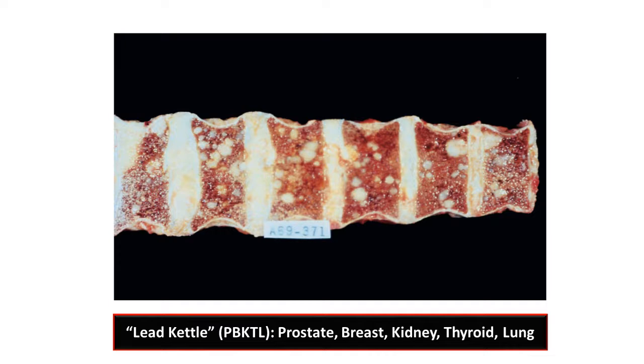This is the sagittal section of vertebral bone at autopsy, and it is showing multiple foci of pale and irregular metastatic tumor. These are osteoblastic in appearance. Virtually all bone metastases occur from carcinomas, and the mnemonic to remember these carcinomas is lead cattle or PBKTL. So PBKTL stands for prostate, breast, kidney, thyroid and lung. The metastases from other sites are usually osteolytic, that destroy the bone, and these are radiolucent, while metastases from prostate cancer are osteoblastic. That means they are associated with new bone formation, and these are radiodense.